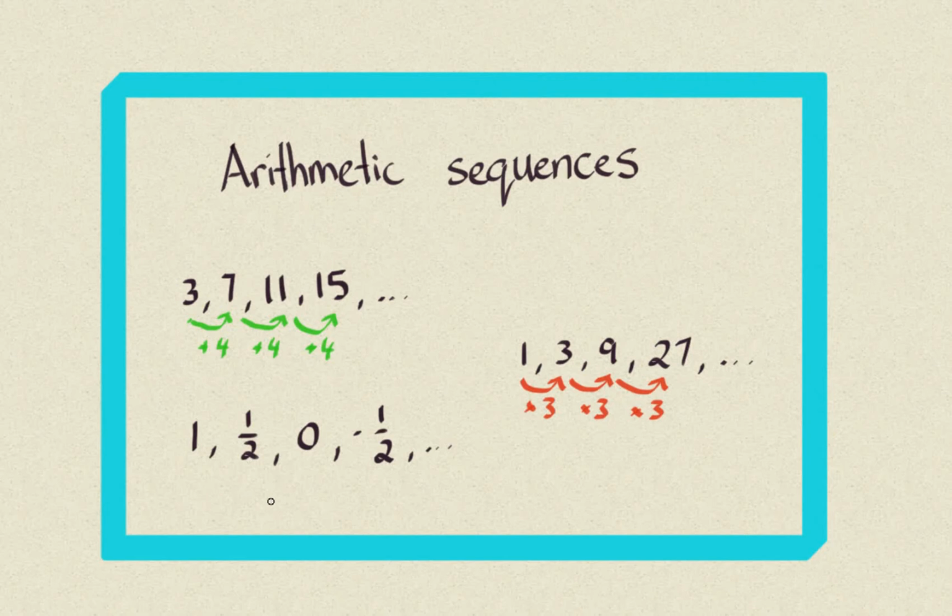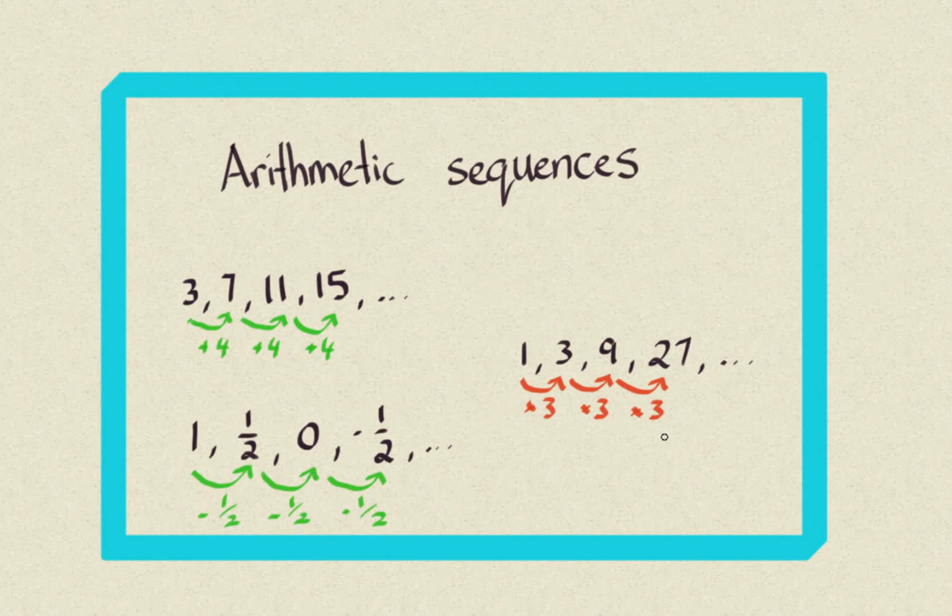And then the third sequence, what's happening here? Well, we can see we're decreasing, but it's by a constant amount. So we're subtracting a half each time we move from one term to the next. So out of these 3 sequences, the ones where I've used green, these are what we would call arithmetic sequences, because they have a common difference between the terms. In this case, the difference is 4, and in this case, the difference is minus a half.